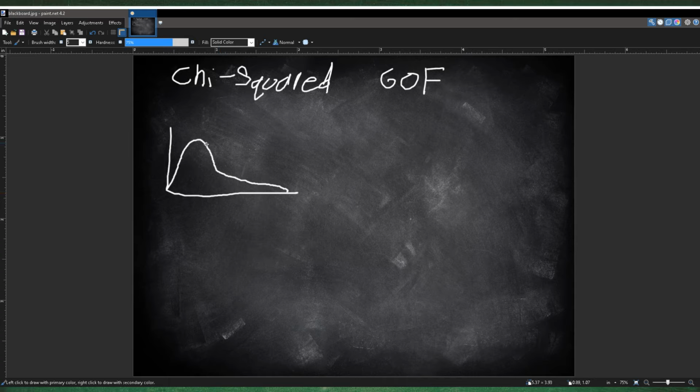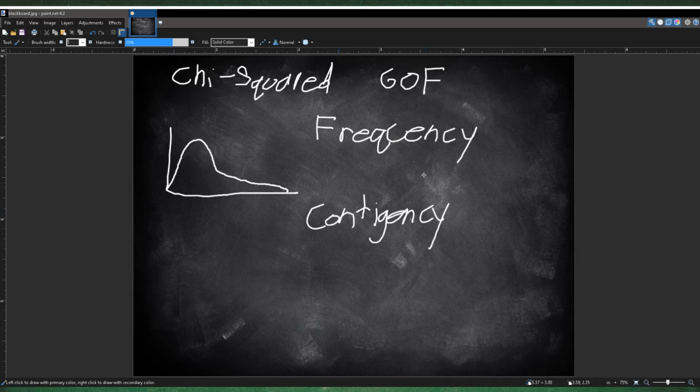So for a chi-square goodness of fit versus a chi-square test of homogeneity and a chi-square test of independence, a chi-square goodness of fit uses a frequency table, while a homogeneity and independence use a contingency table. Sorry, I spelled that wrong, but you get the idea.